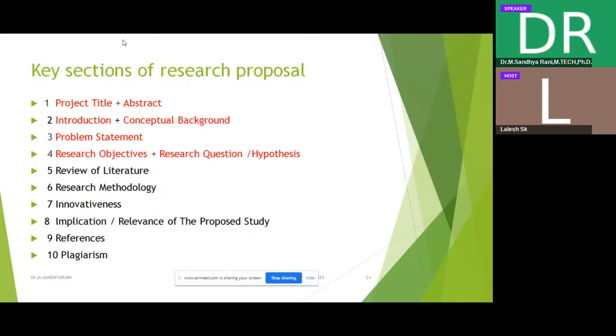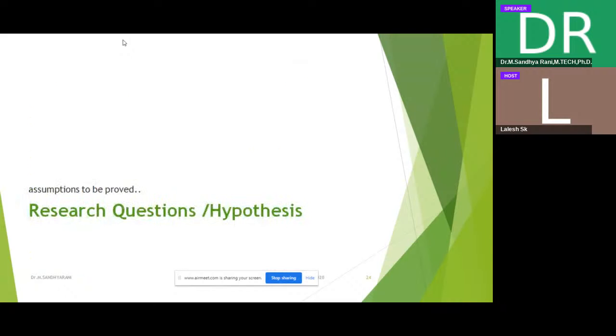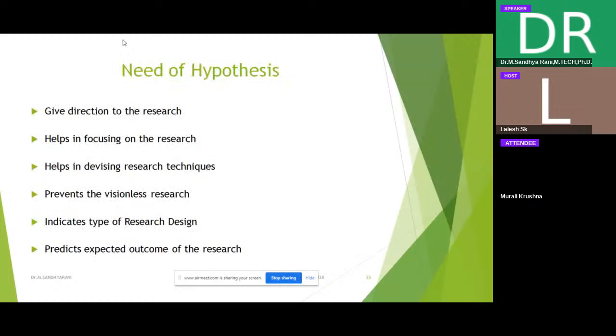Now, my question arises: is any hypothesis to be developed or not? Research questions or hypothesis, are they to be developed or not? What is a hypothesis? It just gives a direction to the research. A hypothesis helps to focus the research. It helps to find out the best techniques. If we don't have a hypothesis, sometimes we don't know the vision for the research. So, a hypothesis prevents visionless research. A hypothesis indicates a type of research design. A hypothesis makes predictions of the outcomes much easier.